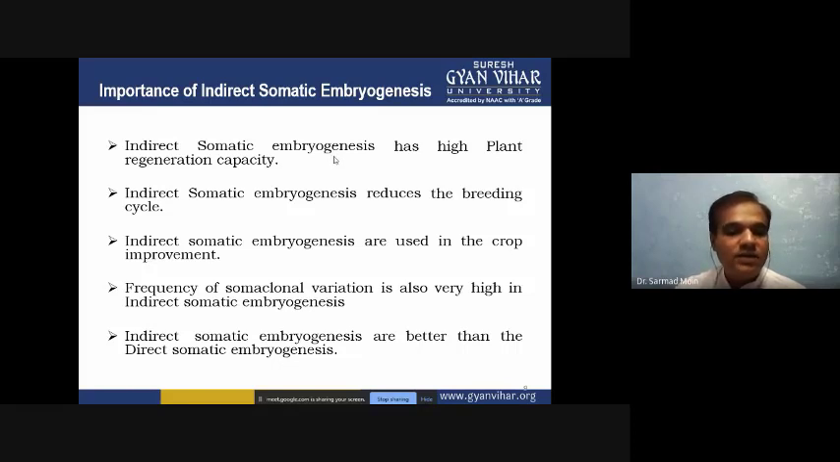Then indirect somatic embryogenesis is more useful compared to direct somatic embryogenesis, since in this indirect method we are producing the callus. Many experiments can be done on the callus, and through callus we can also improve the varieties of the crop, so it will be useful for crop improvement. And for somaclonal variation, the indirect method of somatic embryogenesis is more useful compared to direct somatic embryogenesis.